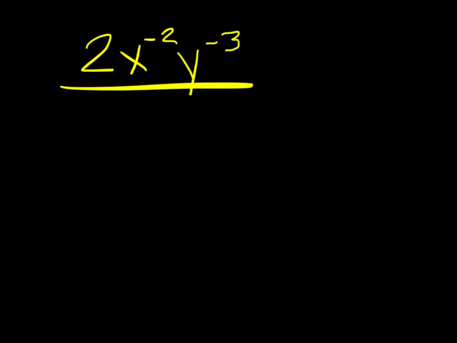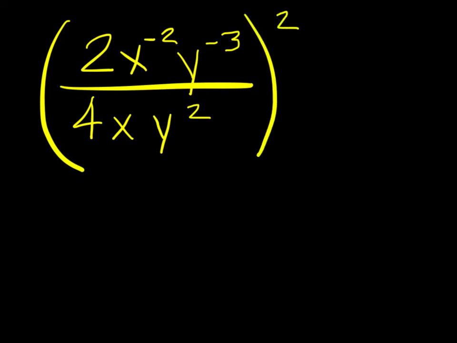Practice problem. 2x to the negative 2, y to the negative 3, over 4x, y to the 2nd. All of this is going to be to the 2nd power. The solution for the practice problem starts with 2 over 4, which reduces to 1 over 2.